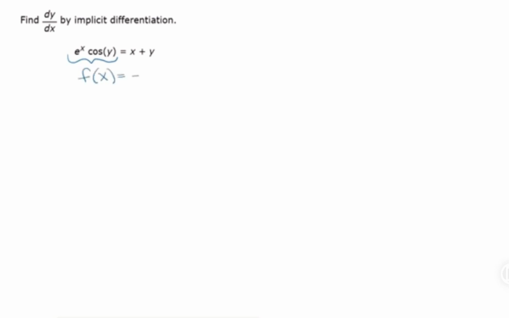We know that our f of x is going to equal e to the power of x. We know that our g of x is going to equal cosine y. Now our f prime of x is also going to equal e to the power of x, because when we find the derivative of e to the power of x, it just stays the same. And g prime of x is going to equal negative sine y times dy/dx.